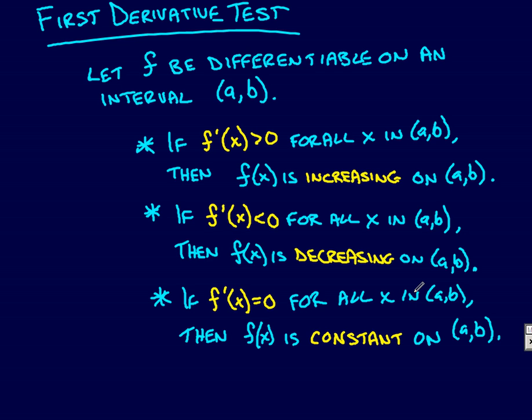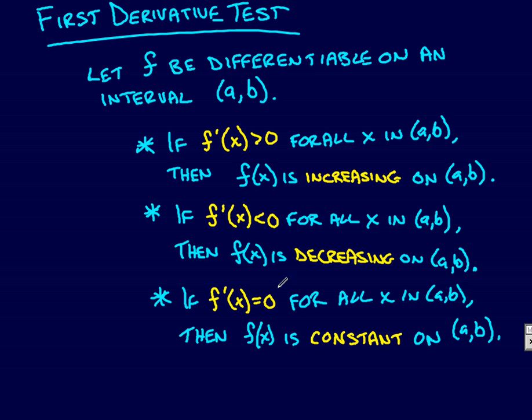Alright, we want to now look at the first derivative test and what it tells us. We've already discussed it, but now we can officially say it: when a derivative is positive on some interval, that means the function is increasing on that interval. If it's negative, that means it's decreasing. A negative slope means a decreasing function. And if it's zero, that means it's constant on that interval.